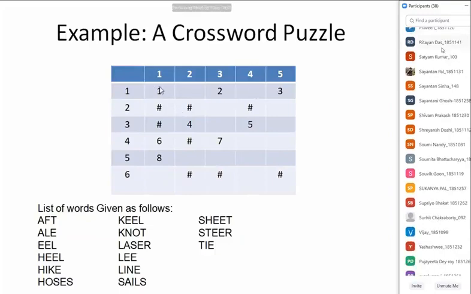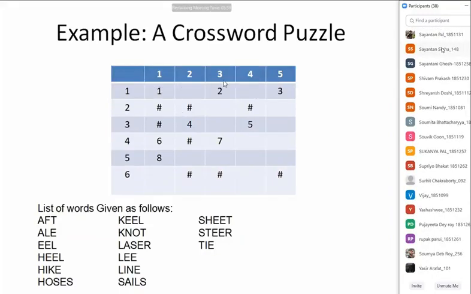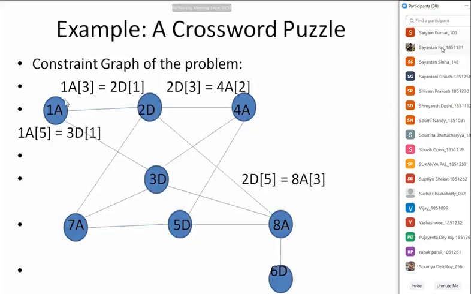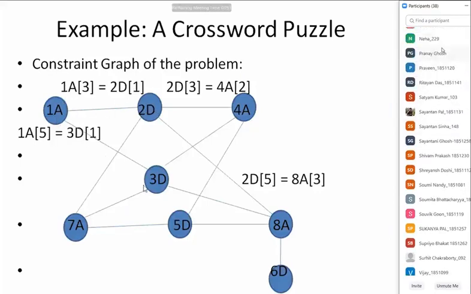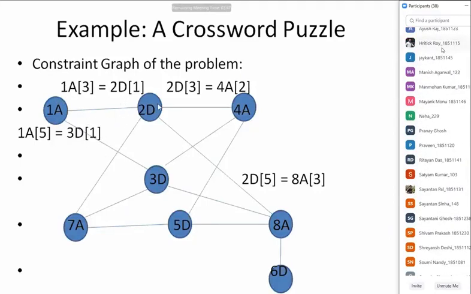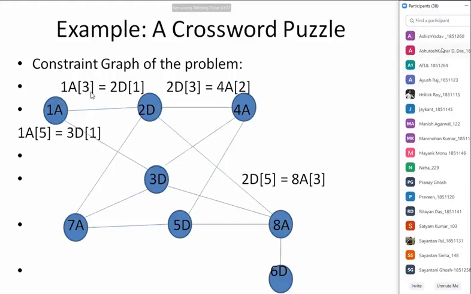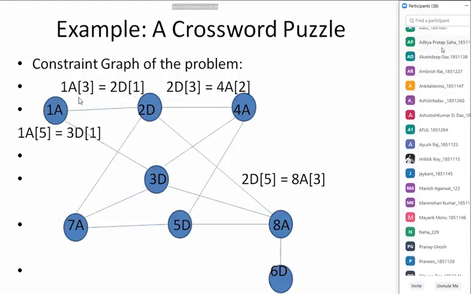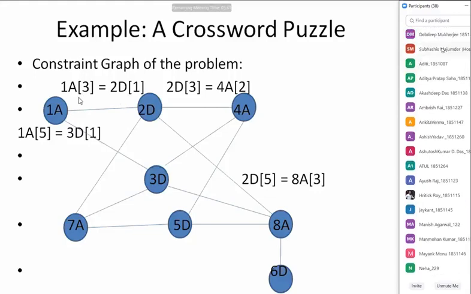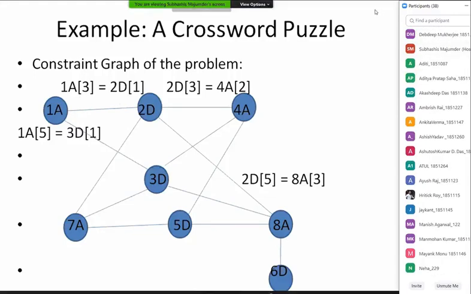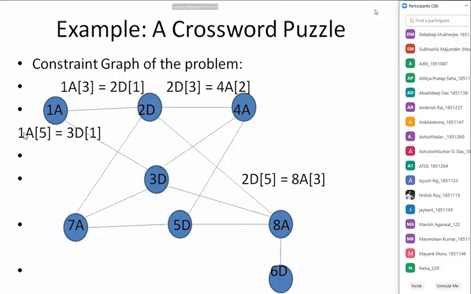1A, 1 across, decides what should be the first letter of 2 down and 3 down, but not of anybody else. So I have kept 2 links, 1A to 2D and 1A to 3D, and on these 2 I have written the constraints. 1A3 is equal to 2D1, meaning the third character of 1A is the same as the first character of 2D. The fifth character of 1A is the same as the first character of 3D.